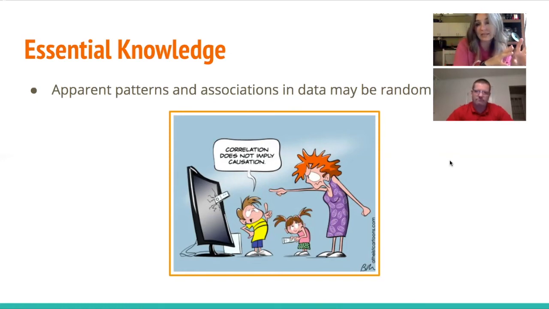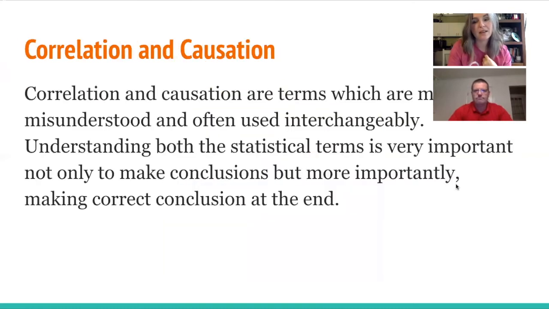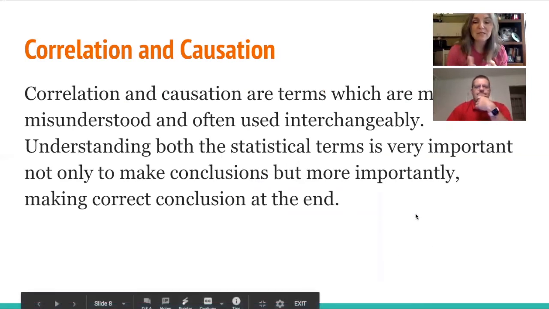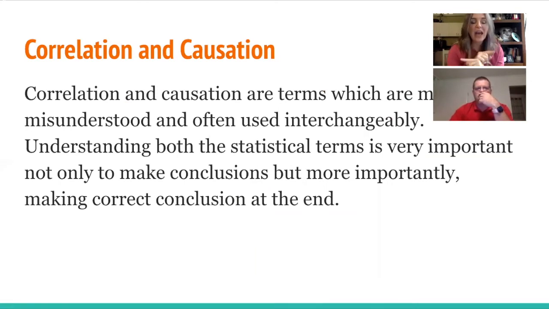Things will be related, but just because they're related doesn't mean one of those things caused the other. And that is correlation and causation. Oftentimes in statistics these words are used interchangeably, but they absolutely should not be. So we want to make sure that we understand that we find a correlation, but we don't assume the causation piece.